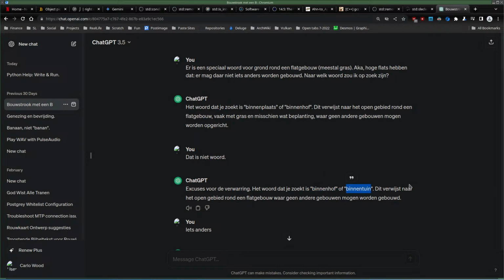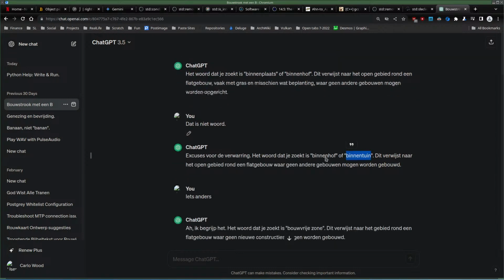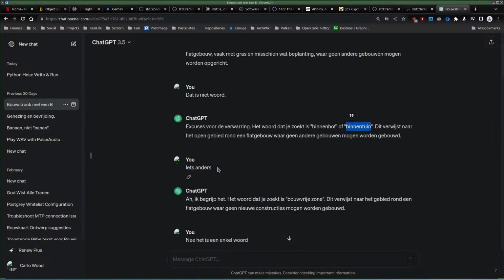Okay, binnentuin. So that's like an inner garden. Why inner? I'm talking about the area around a flat. And now it's more like as if the building is surrounding it, and then there is an inner garden in it. Nah. Anyway, I say, something else.